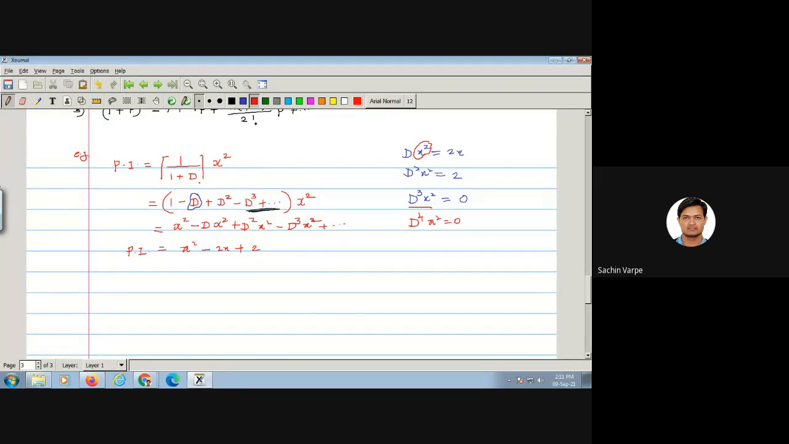Now you might be thinking, how do we get this 1? It is not necessary that 1 will be there in the denominator all the time.